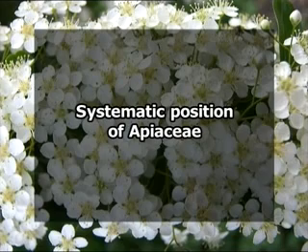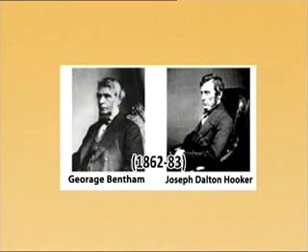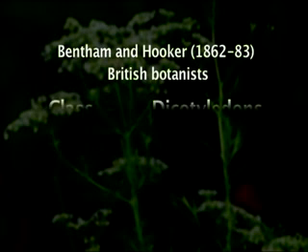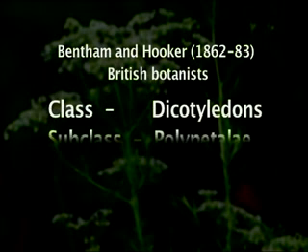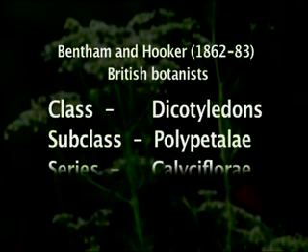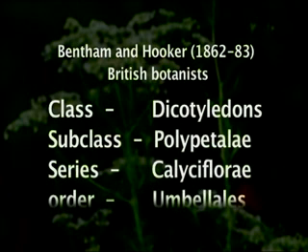Now let us discuss the second part of today's lecture, that is the systematic position of Apiaceae. We'll just highlight a few of the prominent classification systems. Let us start with Bentham-Hooker's system of classification, how they classified the family Apiaceae. Bentham and Hooker classified it under the class Dicotyledons, subclass Polypetalae, series Calyciflorae, and the order Umbellales, as it was previously known as Umbelliferae. That's why the order Umbellales.